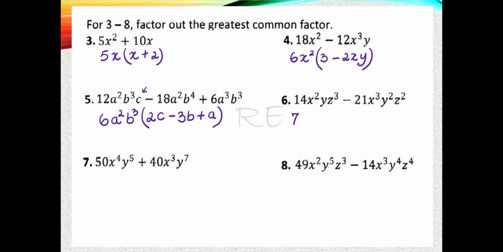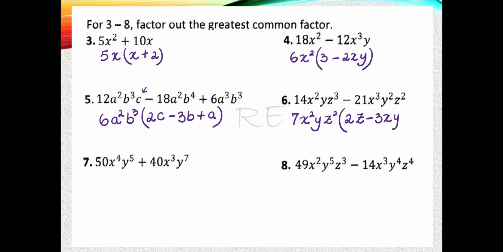Between 7 and 21, the GCF is 7. X squared and x cubed, x squared. Y and y squared, y. Z cubed and z squared, z squared. 7 times 2, 14. We'll get 2. X and x squared, 1. We don't have to write it. Y and y, 1. We don't have to write it. And z squared and z cubed, we need z. 2z minus 3. 3 times 7, 21.